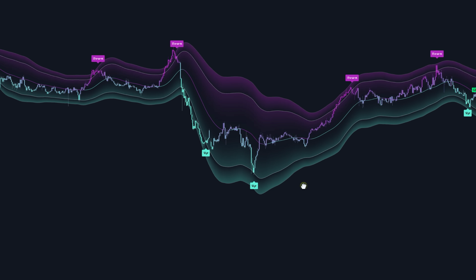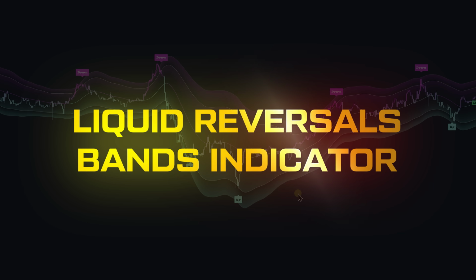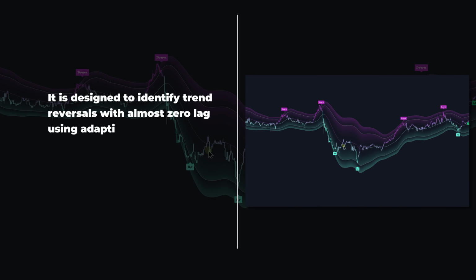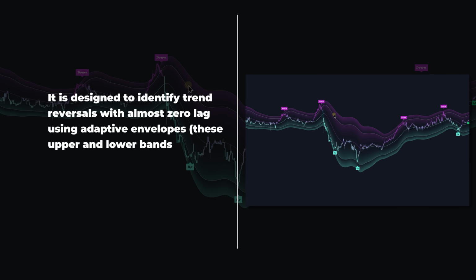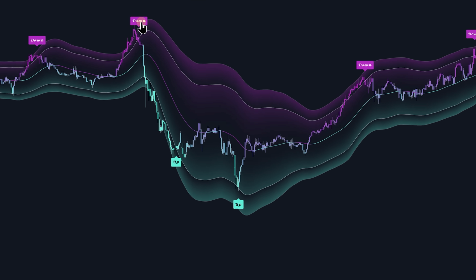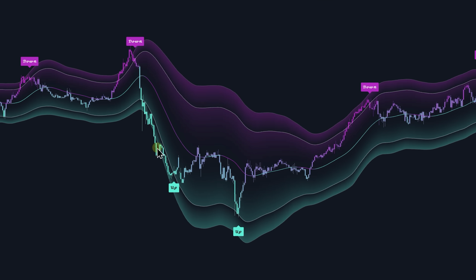Now, I know you may be thinking, but what exactly is this indicator? Well, ladies and gentlemen, this is the liquid reversal bands indicator by Uptrick. It's designed to identify trend reversals with almost zero lag using adaptive envelopes, you know, these upper and lower bands, which are powered by 4 volatility sources. It triggers signals that tell you when the price is about to reverse to the downside after an uptrend or to reverse to the upside after a downtrend.